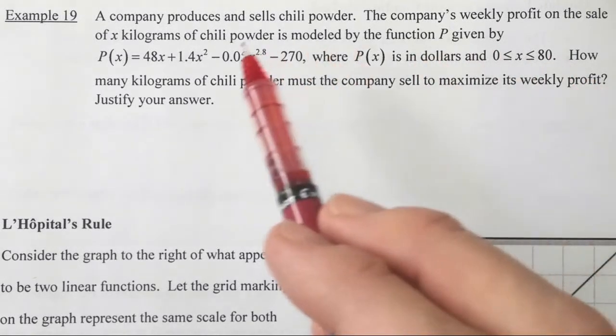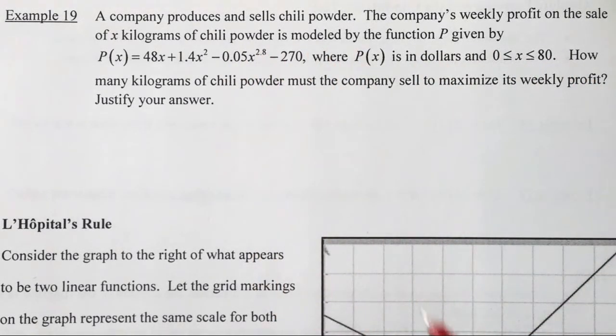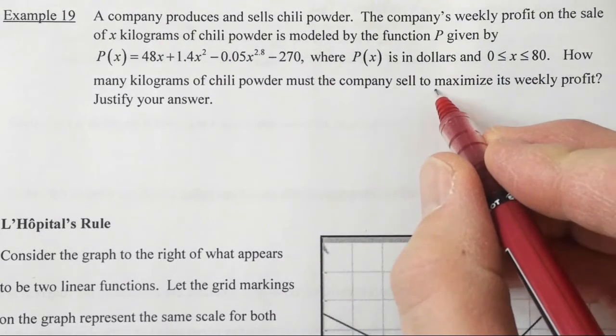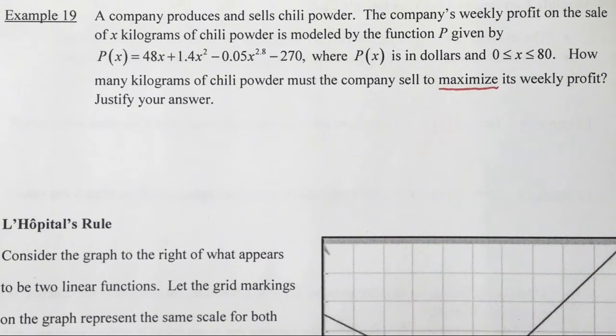So how many kilograms of chili powder must the company sell to maximize its weekly profit? And then we want to justify our answer. So we're looking for the absolute max. Even though it doesn't say the word absolute, we see maximize, and we're looking for the absolute max though.